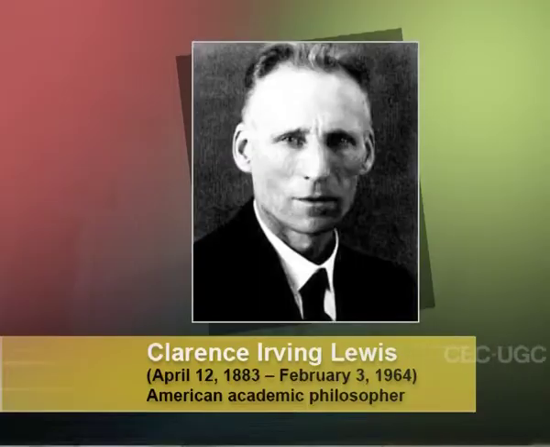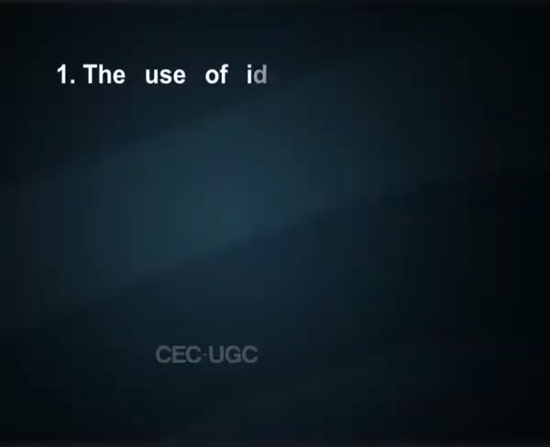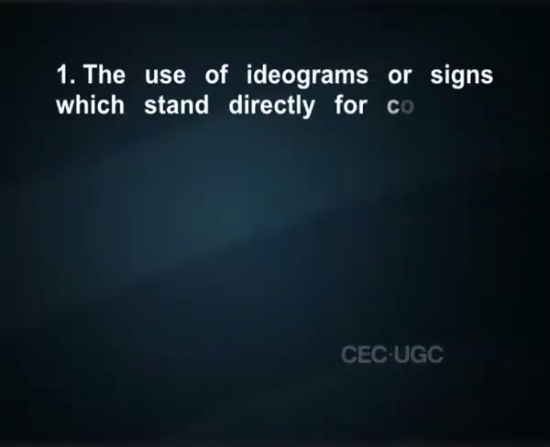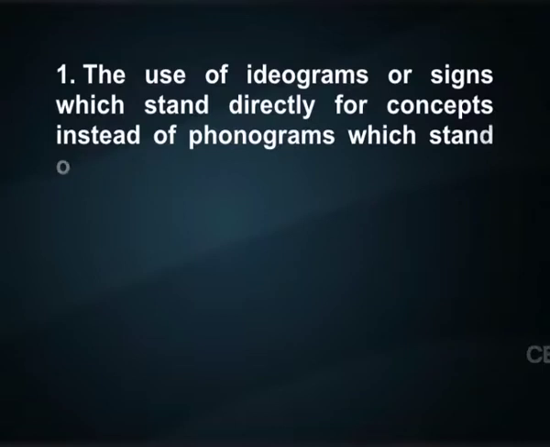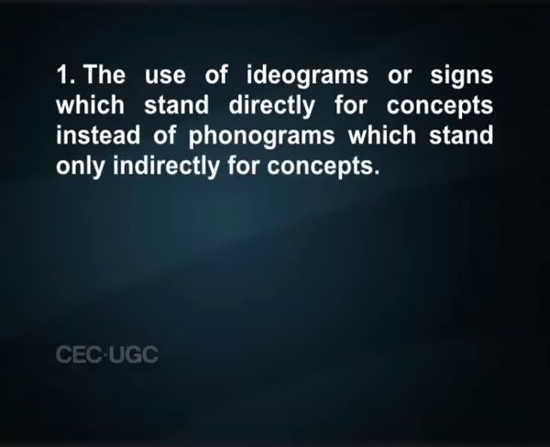According to C. A. Lewis, symbolic logic has the following three characteristics. 1. The use of ideograms or signs which stand directly for concepts instead of phonograms which stand only indirectly for concepts. For example, the multiplication sign x is an ideogram, but the written word multiplication is a phonogram.